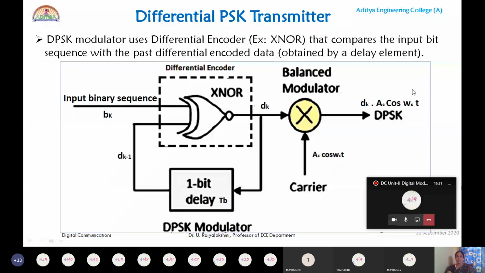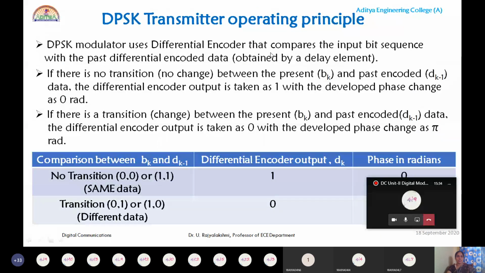Now this DPSK signal, so please observe the DPSK transmitter operating principle, already we discussed this in the last class. If there is no transition, or when same data, differential encoder output will be 1. And differential encoder output is 0 when we have different data. When the differential encoder output is 1, what will be the phase? Phase is 0 radians. When differential encoder output is 0, that is for different data, phase will be pi radians.